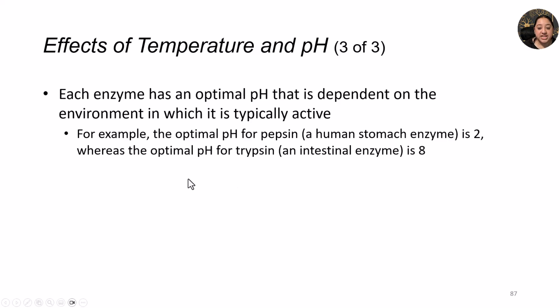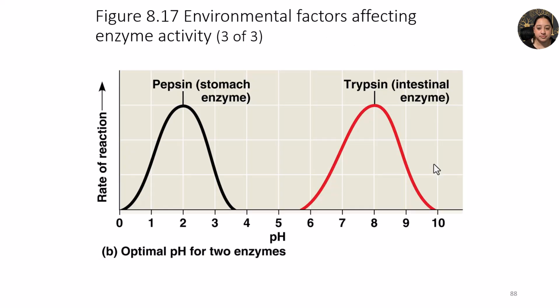But the optimal pH for a different enzyme that's in your intestine, trypsin, is pH 8. So it depends on the enzyme and where it typically is, and what natural selection has led it to be able to withstand. So here's that example in picture form. Pepsin, the stomach enzyme, is going to have an optimal pH really low, really acidic, because it's going to be in the stomach. And then trypsin in the intestine is going to have an optimal pH at 8. So again, it depends on the enzyme and where it is, what it does.